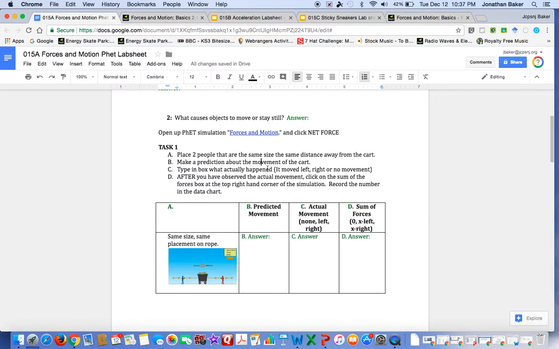All right, so it says B, make a prediction about the movement of the cart. So down here you're going to type whatever you think it is. You're going to say cart moves right, or whatever. Again, you're going to type whatever you think is going to happen.